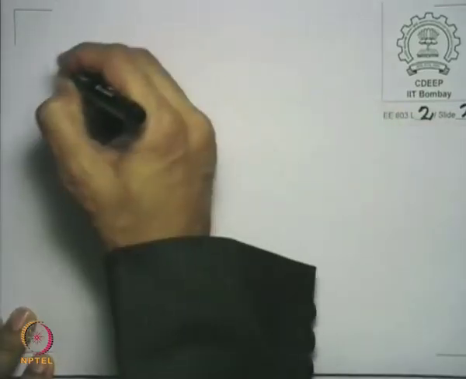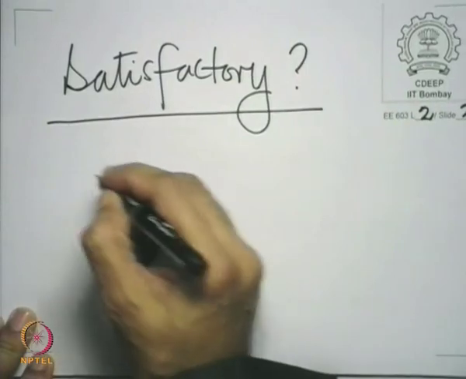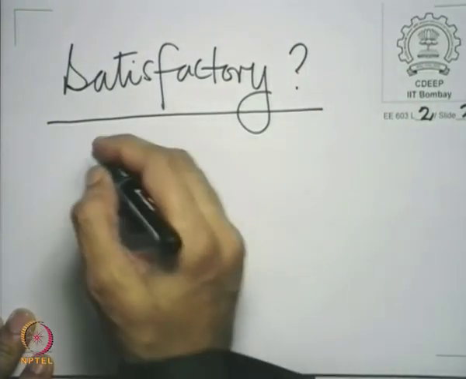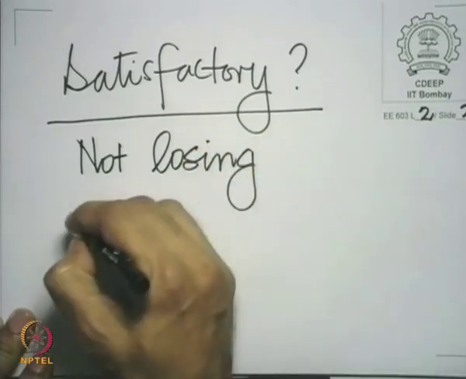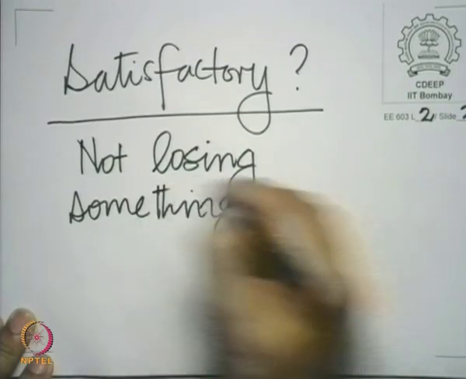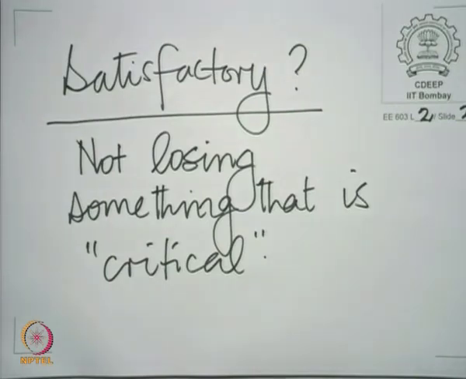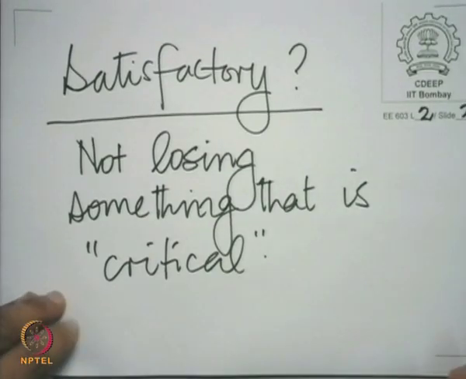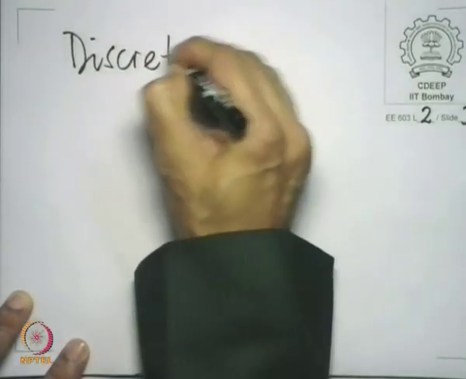Now, let us take the first term, satisfactory. What do we mean by satisfactory? Well, by and large, what we mean by satisfactory is not losing information, so to speak, not losing something that is critical. So, you see, we need to ask whether the process of discretization causes us to lose something, and if so, what does it cause us to lose? The second term, as I mentioned, that we need to identify and understand is the term discretize. What exactly do we mean by discretize?